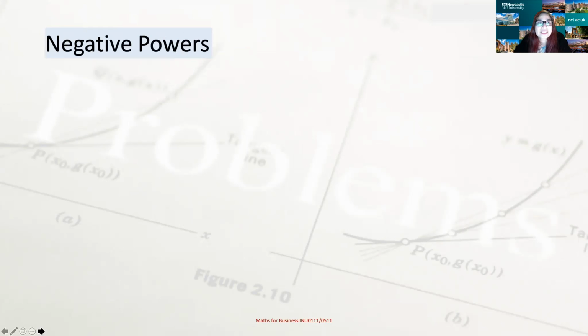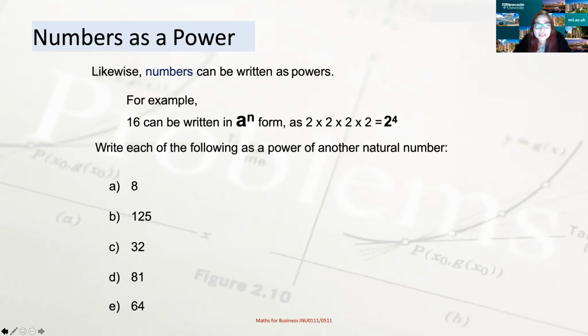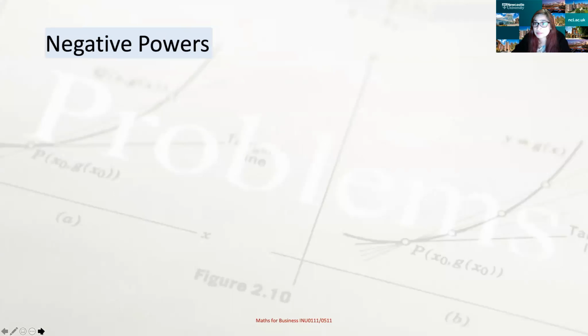Good. Now we saw in the previous examples, the power was positive: positive 4, positive 2, positive 3. The powers were all positive numbers, but powers can be negative. What does it mean, negative powers? Simple. 2 to the power of minus 3.